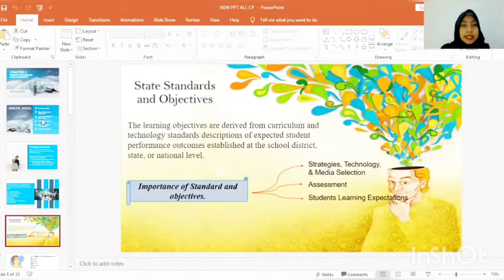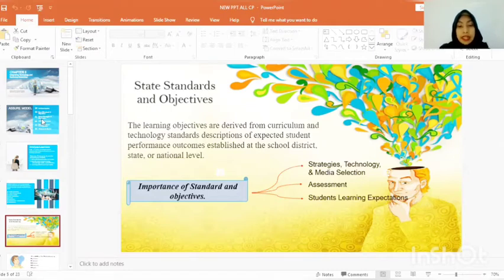Then about state standards and objectives. The learning objectives are derived from curriculum and technology standards, descriptions of expected student performance outcomes established at the school district, state, or national level. It is important to state the standards and learning objectives for each lesson because they serve as the basis for the following critical components of the ASSURE lesson plan.